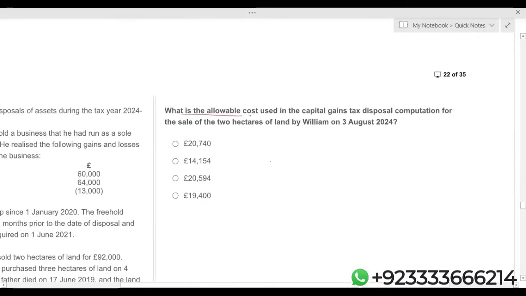What is the allowable cost? What is the allowable cost used in the capital gains tax disposal computation for the sale of 2 hectares of land by William on 3rd August 2024? Let's see.